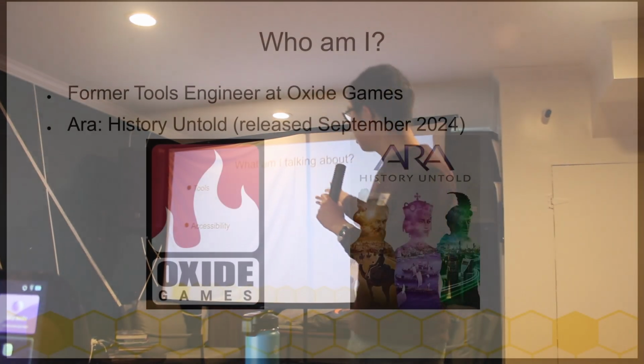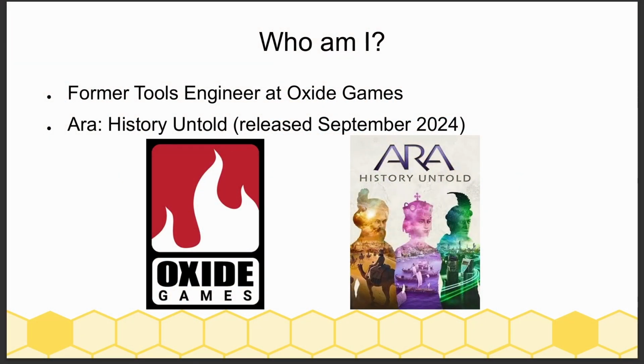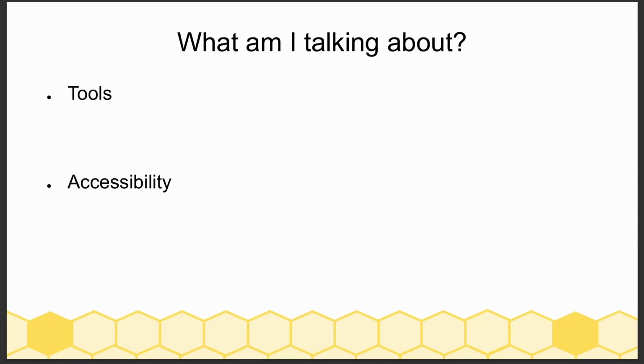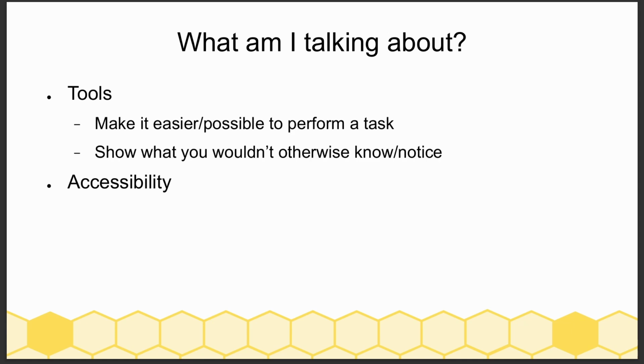So, tools and accessibility, what are we even talking about here? I can think of generally two kinds of tools. Things that make it easier or possible to do some sort of task in the game design process, and game design could be art, could be a little bit of everything. You use all sorts of tools to make something easier or possible.